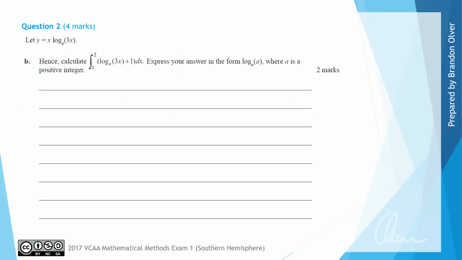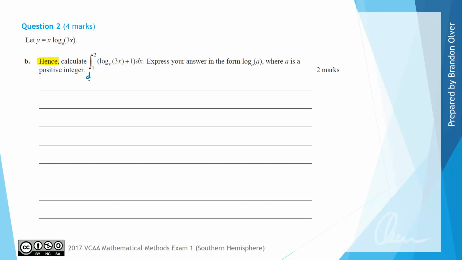For part B of this question, we have: hence calculate the definite integral from 1 to 2 of log e of 3x plus 1 with respect to x, and we're asked to express our answer in the form log e of a, where a is a positive integer. To tackle this question, we need to look at the word hence and see that it invites us to use parts of our previous answers to answer this question.